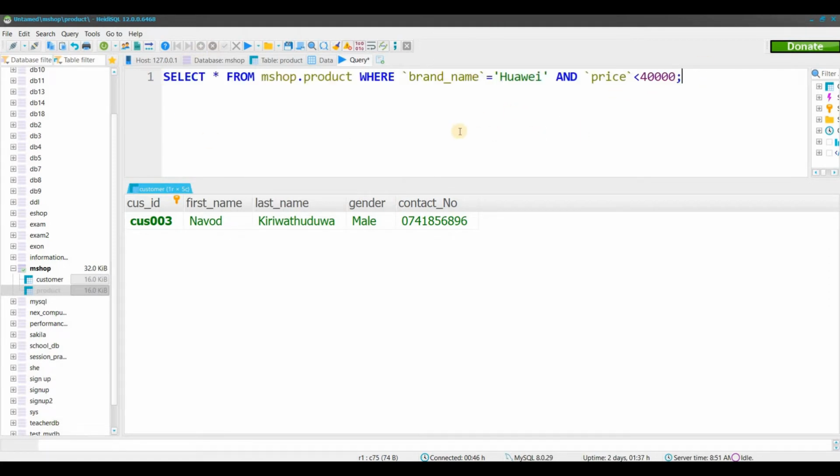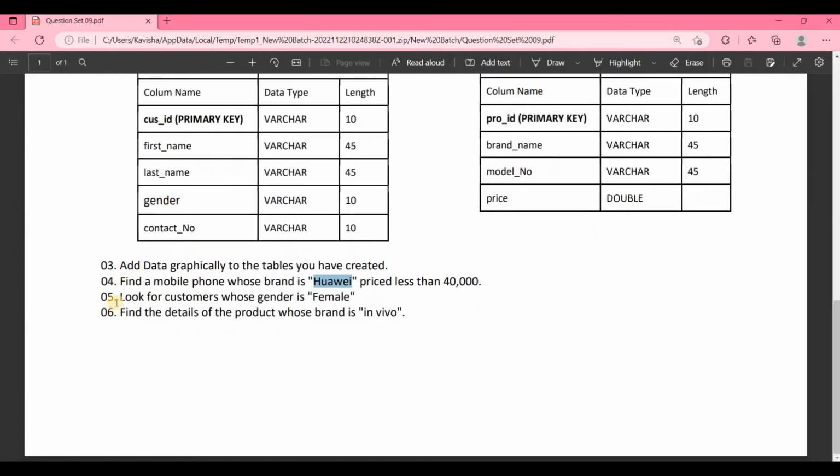Here I have written two conditions: brand name equals Huawei and the price is less than 40,000. These are the two conditions, and I'm going to execute this query. And here's the result, where the brand name is Huawei and the price is less than 40,000. So this is the 4th question, and I'm going to discuss the 5th question.